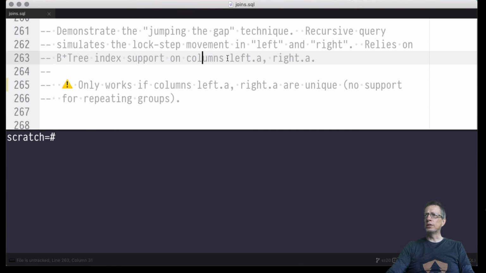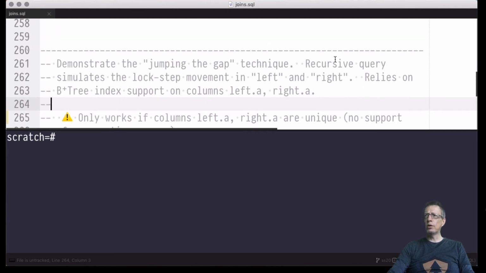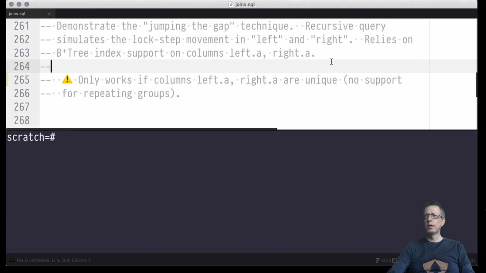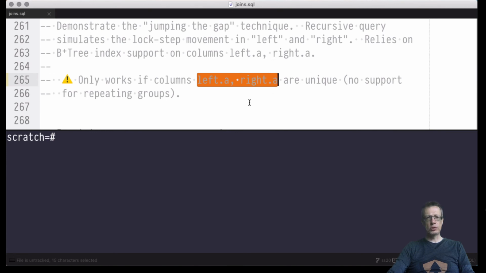We are assuming that there are B plus tree indices on the left A and right A columns of our input tables. If you remember, when we created the left and right tables like 10 minutes ago, we created such indices. So that's perfect. I also will show you a simplified variant of this jumping the gap technique that will not perform any rescanning. It will assume that the left and also the right hand side tables in this particular simple example are unique.